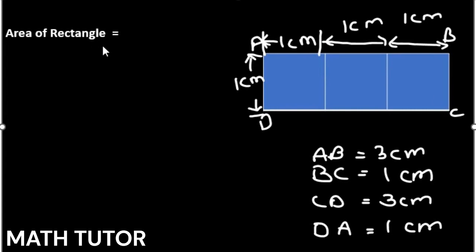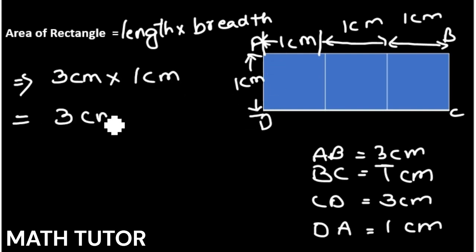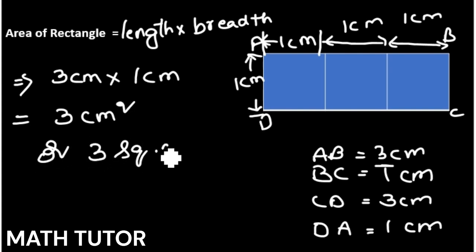To find the area of a rectangle, we already know the formula. Area equals length multiplied by breadth. Since we already know that the length of the rectangle at side AB is equal to 3 centimeters multiplied by breadth 1 centimeter, that equals 3 centimeter square, or 3 square centimeters.